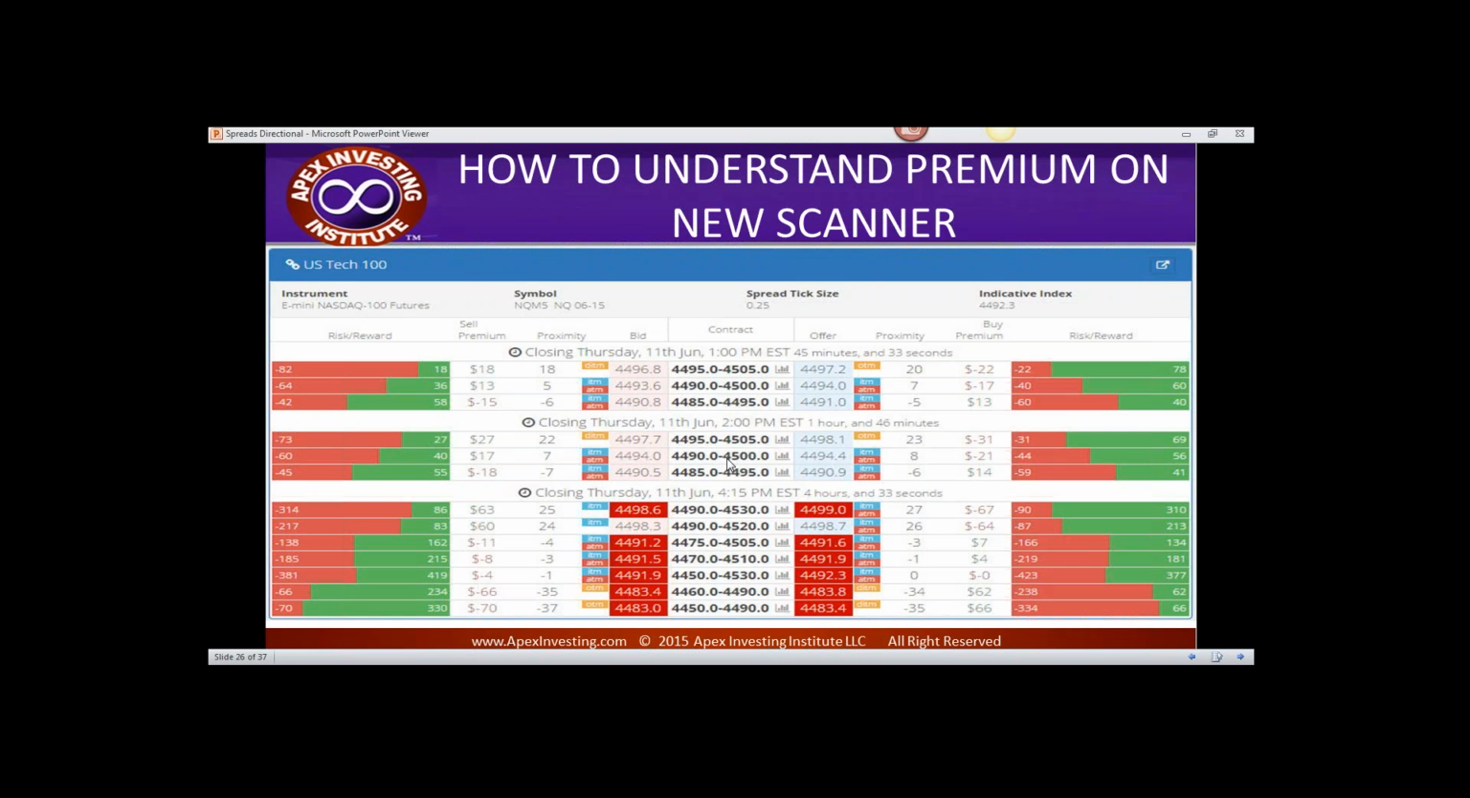Doesn't mean that I'm like, okay, my max I can make is 40. So if it goes against me 40, I'm going to get out. That way I keep a 1-to-1 ratio, right? Risking 40 to make 40. Again, that's what we talked about.